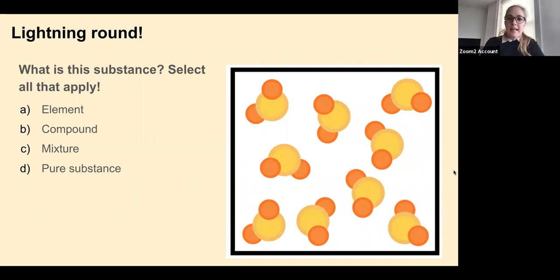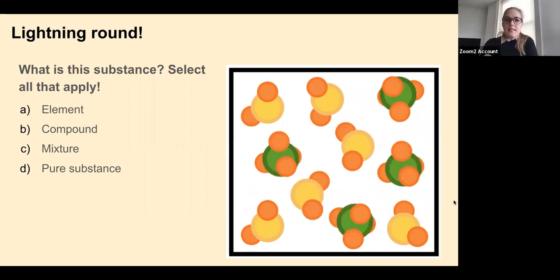Amazing. So this is a compound, but it's also a pure substance. So if you guys remember, again, a pure substance is something that only has one element or compound, and this is a compound, but it's only one compound, so it's also a pure substance. So that can be a little tricky, but a compound can also be a pure substance. That's an important thing for you guys to remember. Up next is this one. Is this an element, compound, mixture, or pure substance?